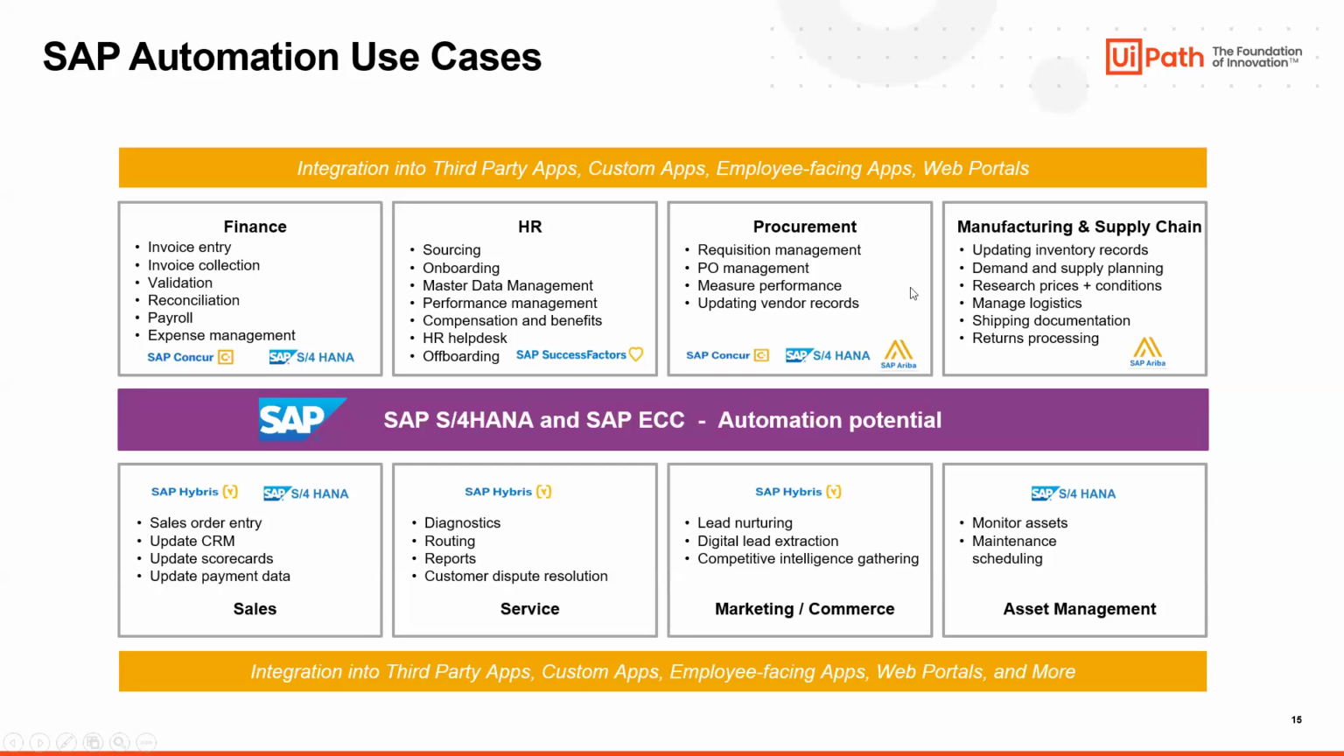And again, procurement, we covered the PO management. In supply chain, updating the inventory record, we already covered. Managing the logistics and shipping, we covered that. So sales order entry and for the sales and distribution.